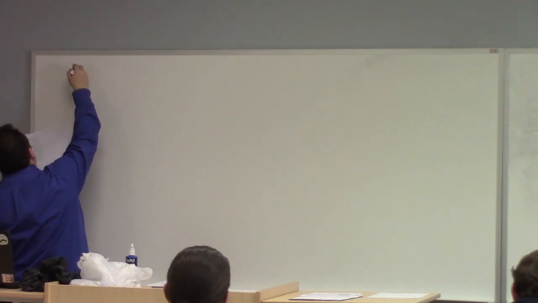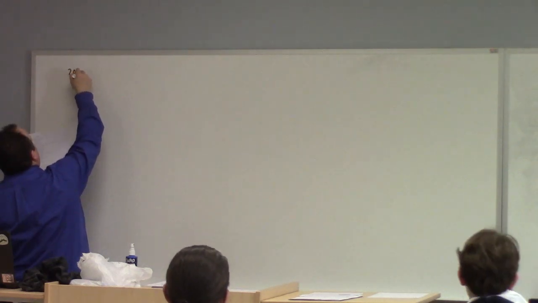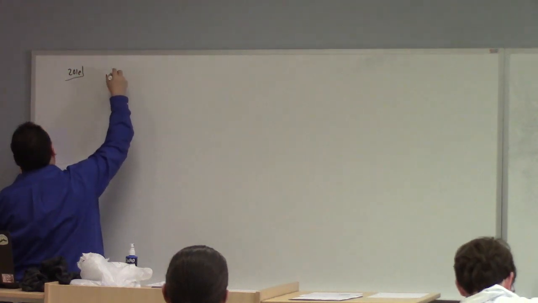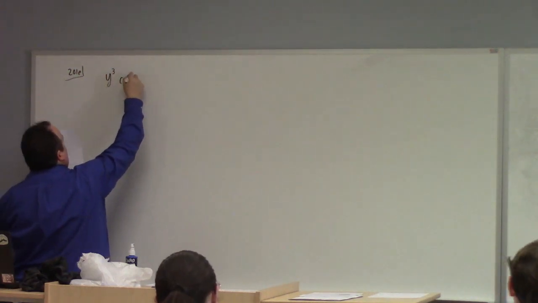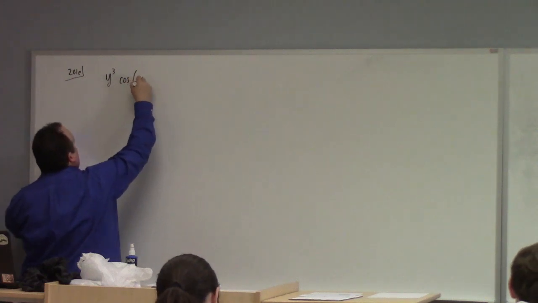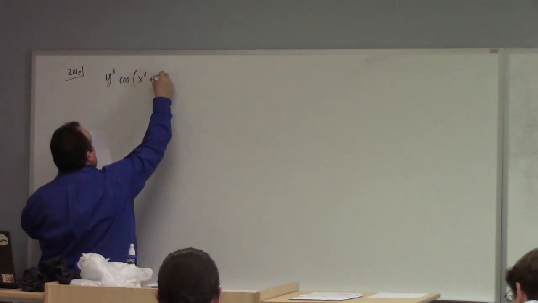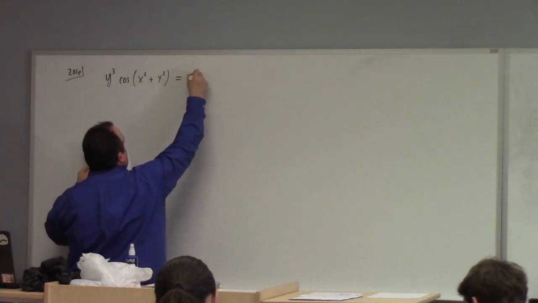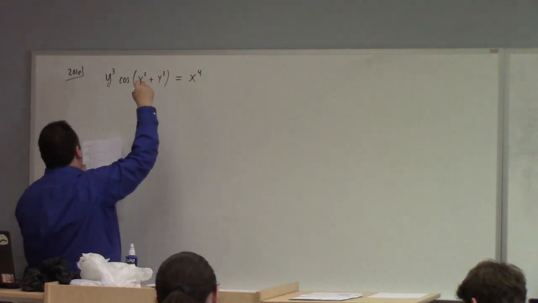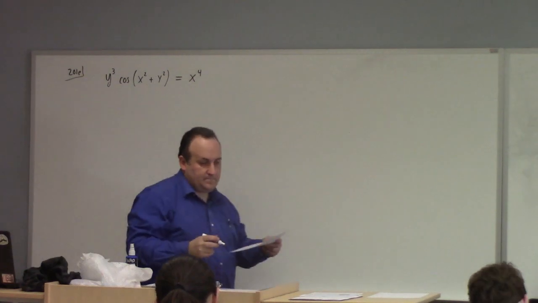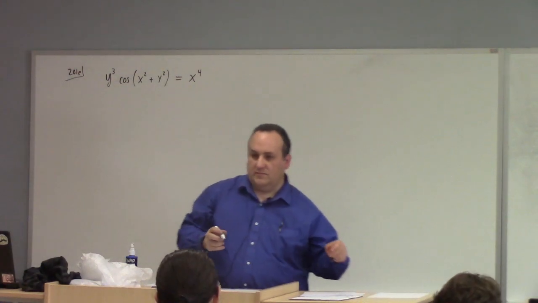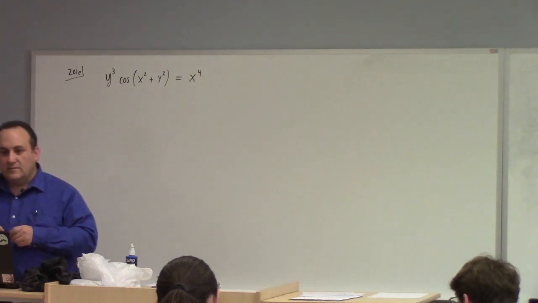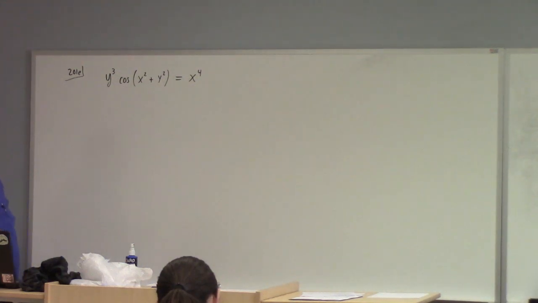Let's see here. So 201E. You've got y cubed cosine of x squared plus y squared equals x to the 4th. And you're supposed to calculate dy/dx, right? So you're just not quite sure where to start? I just got lost making the inside.